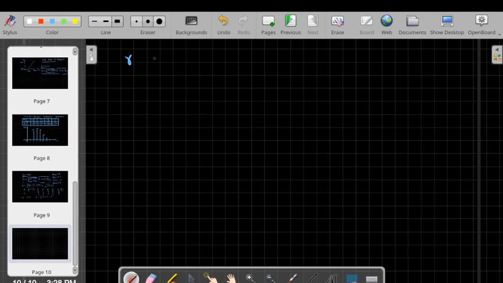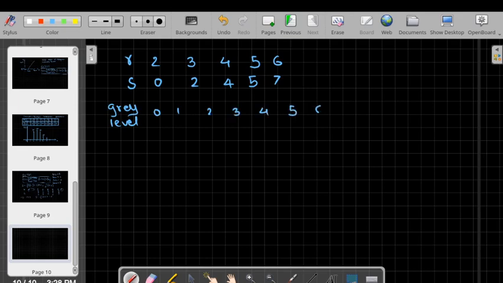So when r is equal to 2, 3, 4, 5 and 6, we are having s equal to 0, then 2, 4, 5 and 7. Okay, and our table is like this: gray level 0, 1, 2, 3, 4, 5, 6. Okay, so gray level, and here the number of pixels.